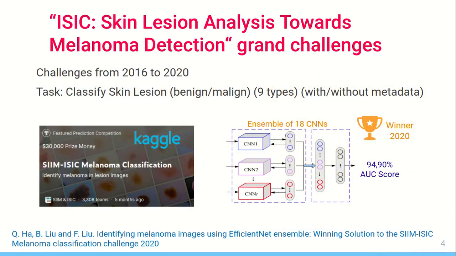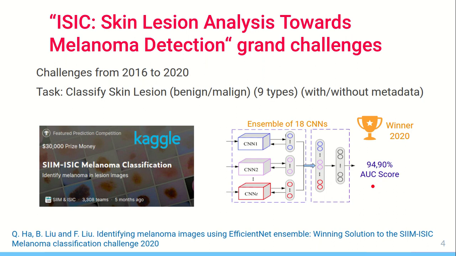With this aim, the International Skin Imaging Collaboration has been organizing competitions since 2016 with various databases and tasks, such as the classification of lesion types, malignant or benign lesions, using or not metadata. Last year's winner used an ensemble of 18 convolutional neural networks, getting a score of nearly 95%.